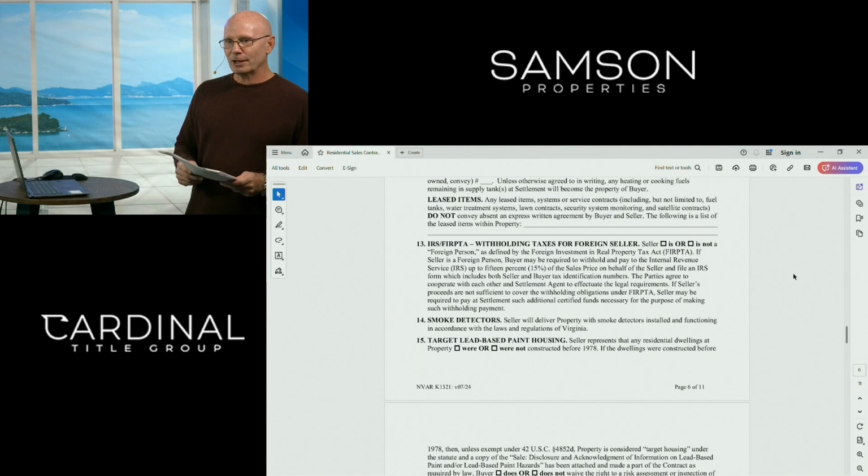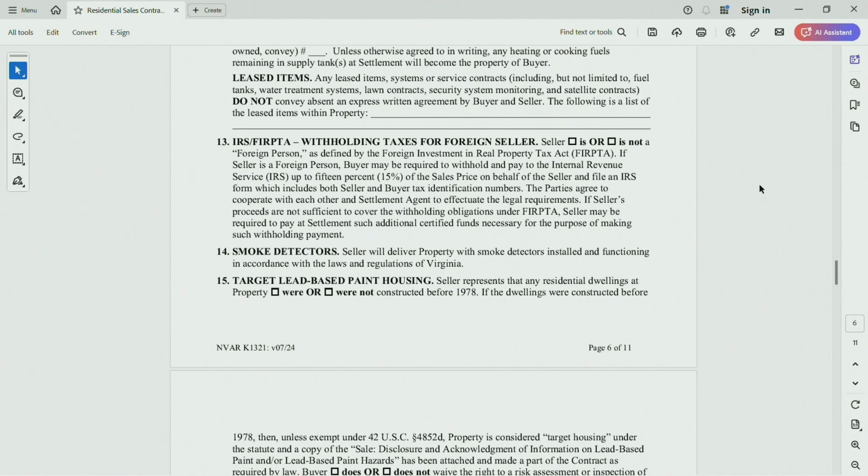All right, paragraph 13 is the IRS FIRPTA paragraph. This is the withholding taxes for foreign person. And here you have to check whether or not the seller is or is not a foreign person, as defined by the Foreign Investment in Real Estate Act. If seller is a foreign person, buyer may be required to withhold and pay to the Internal Revenue Service up to 15% of the sale price on behalf of the seller and file an IRS form which includes both seller and buyer's tax ID numbers. The parties agree to cooperate with each other and settlement agent to effectuate the legal requirements.